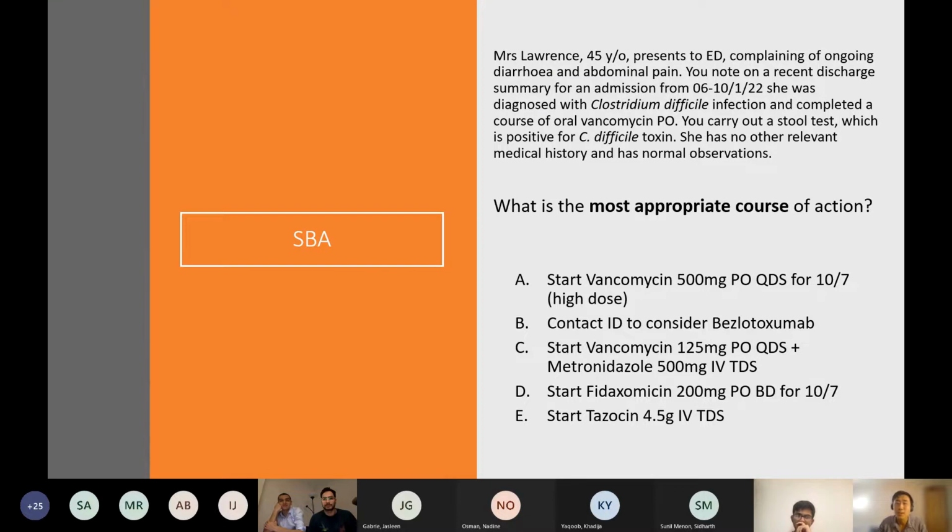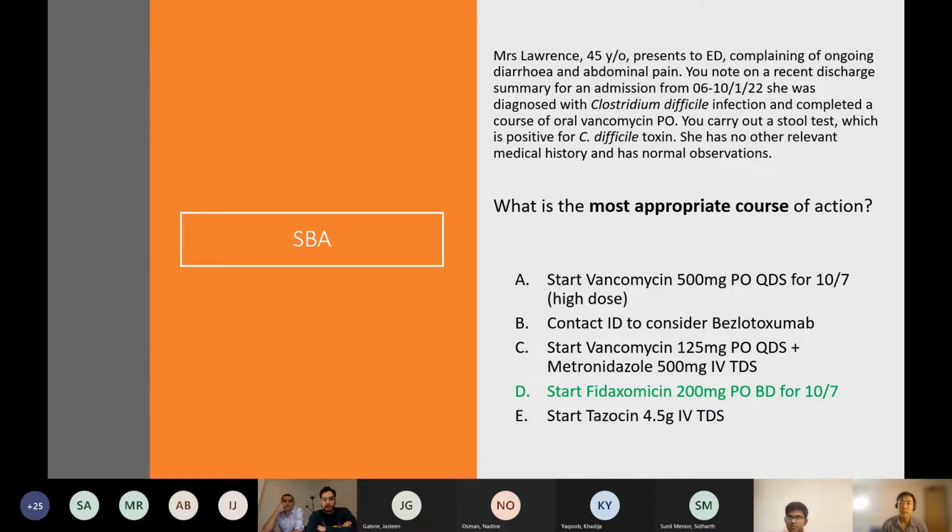And post the answers. So the majority of you did go for the correct answer, which is fidaxomicin. But the second most popular answer was vancomycin and metronidazole, which I can completely understand because I think that's old guidance. But here we go. So let's go through the answer options. High dose vancomycin, you don't really give by itself. If you're getting to the point where you're giving high dose vancomycin, it's a severe infection where you want to pair it with another drug.